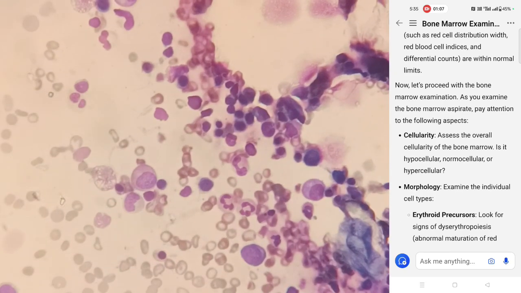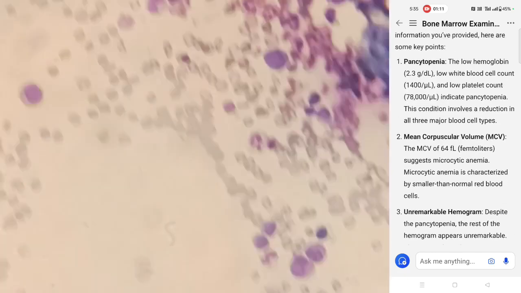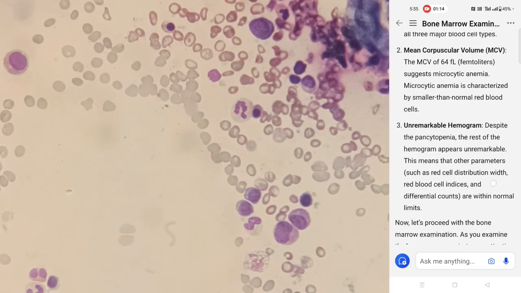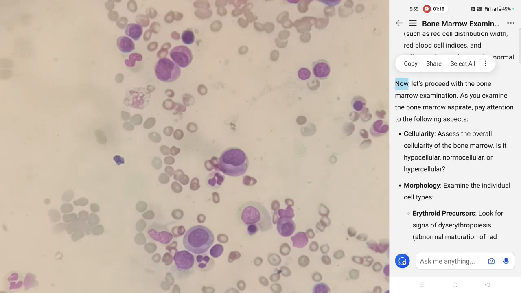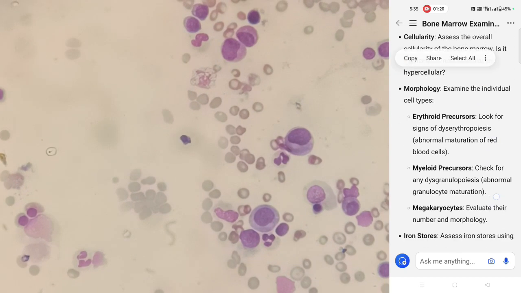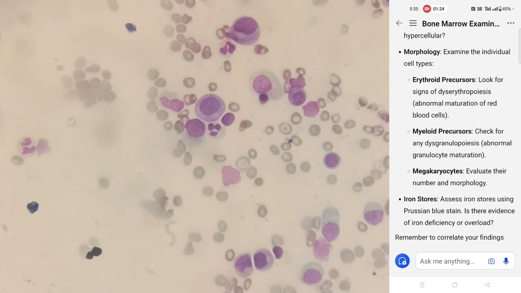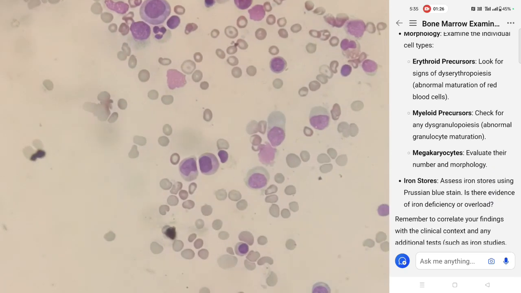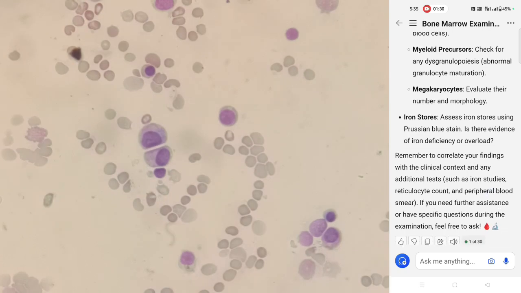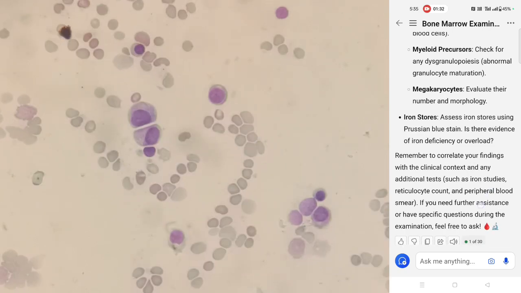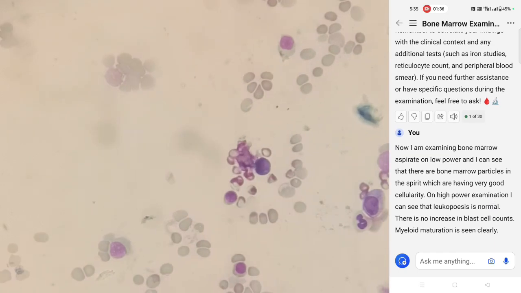As you examine the bone marrow aspirate, pay attention to the following aspects. Check the cellularity, check the morphology, check the erythroid precursors, look for dyserythropoiesis. In myeloid precursors, look for dysgranulopoiesis. In megakaryocytes, evaluate their number and morphology. Assess the iron stores. This is the information given by the Copilot.